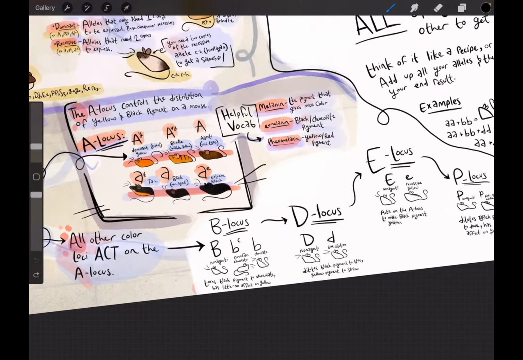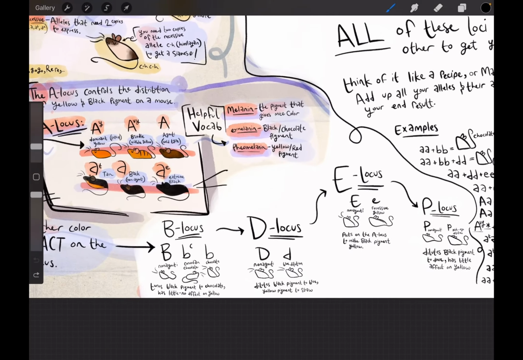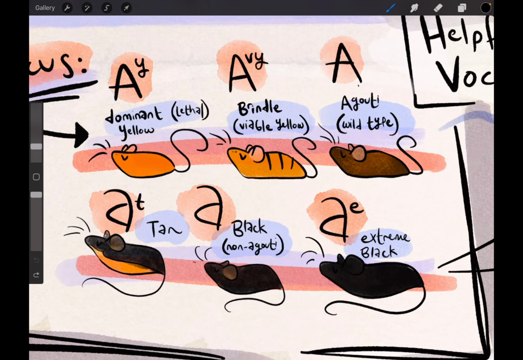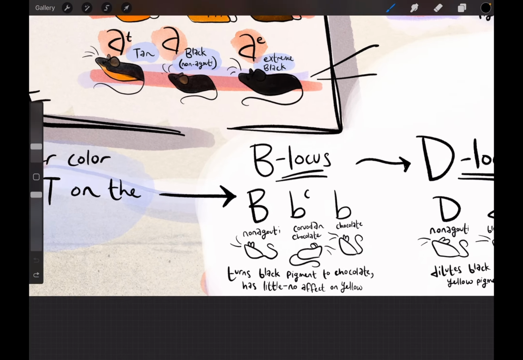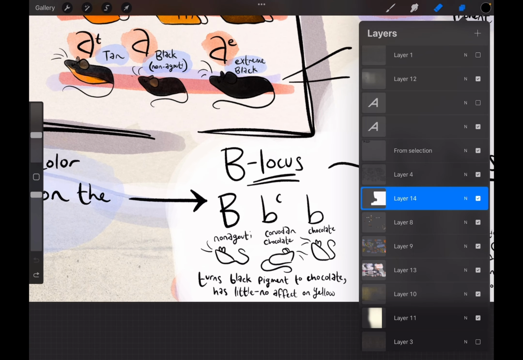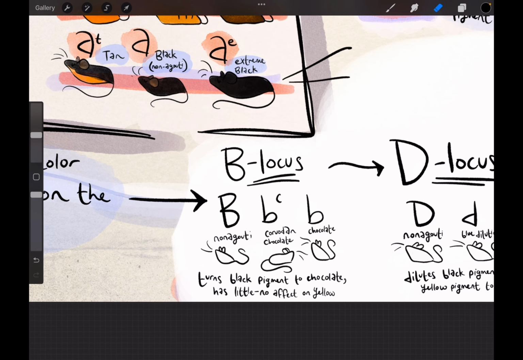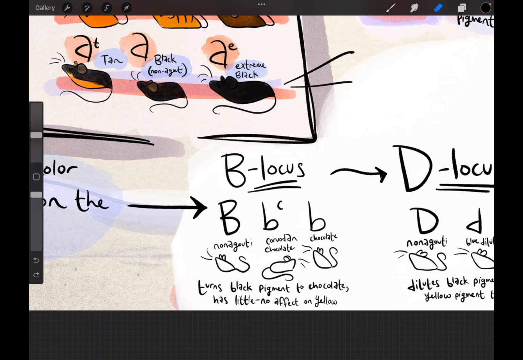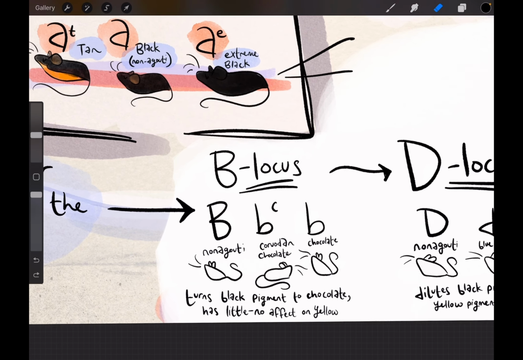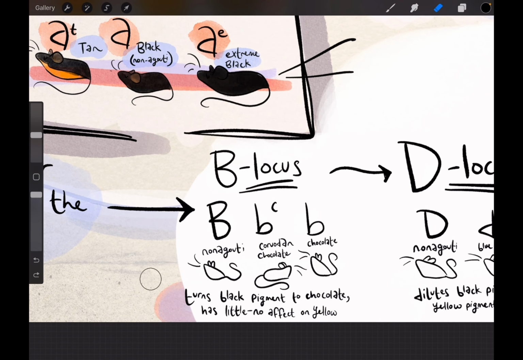And all of these other loci will act on this base distribution of pigment and dilute those colors in various ways. So, without further ado, let me just make sure I'm on the right layer. Yes, I am. All right, sweet. We are ready to get into it. So, on we go to the B locus.